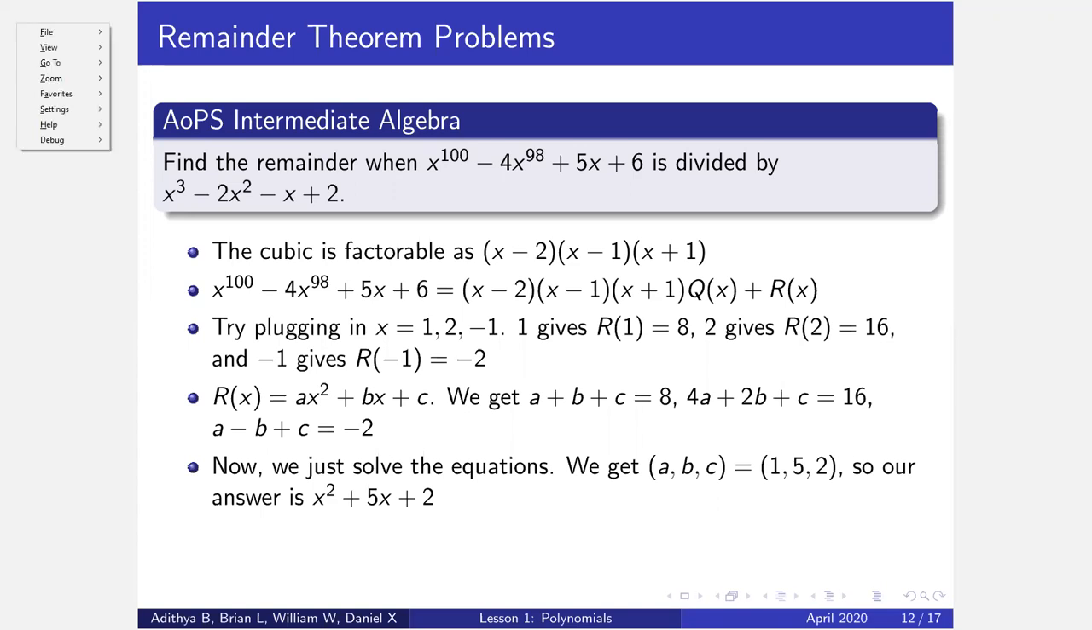Someone's asking how to get 8, 16, and -2. That's just if we take x to the 100 minus 4x to the 98 plus 5x plus 6, and we plug in 1, 2, and -1, we'll get those values. So we're plugging in x equals 1. Okay. So I guess we'll go to the next question.